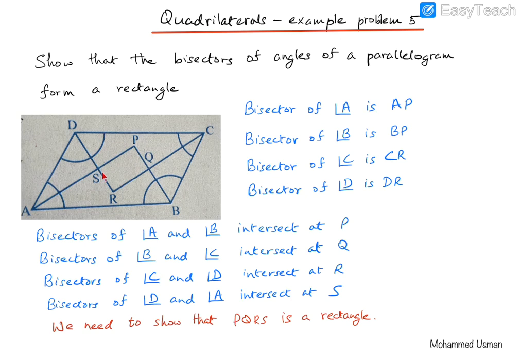So we are going to find out each of the four angles of this quadrilateral PQRS, and then compare the properties of the quadrilateral, and first show that PQRS is a parallelogram, and then we can show that PQRS is a parallelogram in which one of the angles is 90 degrees. In fact, in this particular problem, we will find that all the four angles are 90 degrees, which means PQRS is a rectangle.